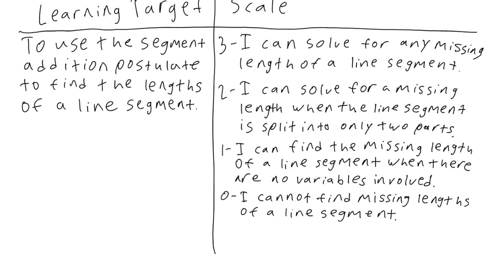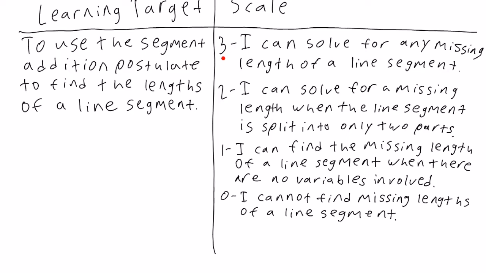For the scale, to be a 3, you can solve any missing length of a line segment. 2, you can solve for a missing length when the line segment is split up only into 2 parts. 1, you can find the missing length of a line segment when no variables are involved. And 0, you cannot find the missing lengths of a line segment.